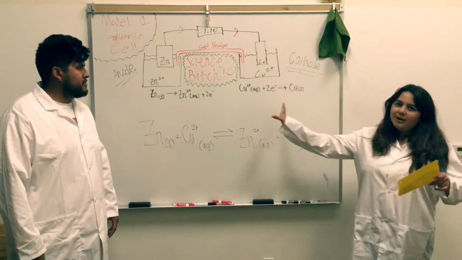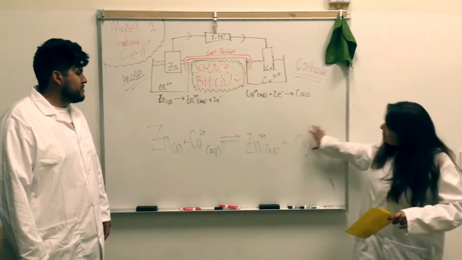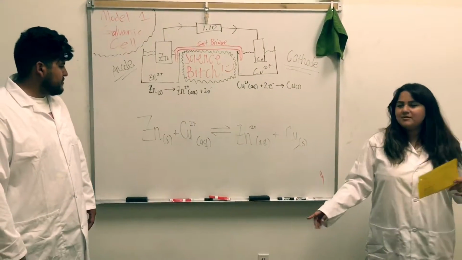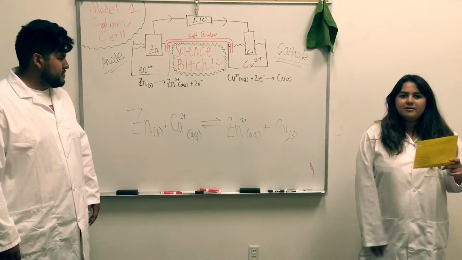Once we combine those two equations, we get this overall equation, which is zinc plus copper 2 plus yielding zinc 2 plus and copper.